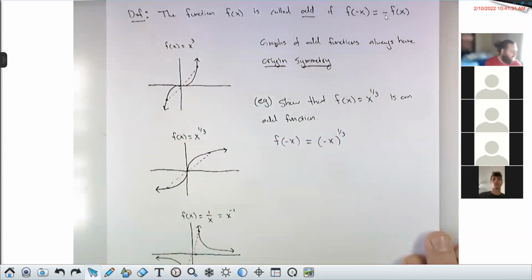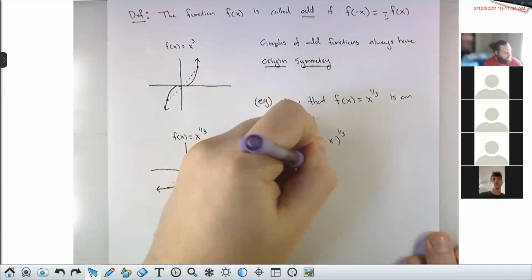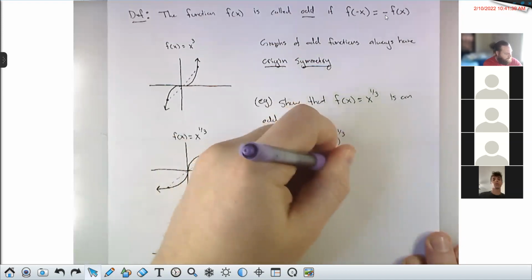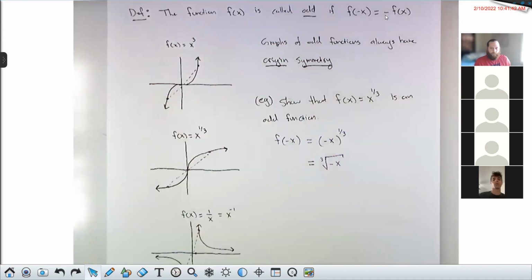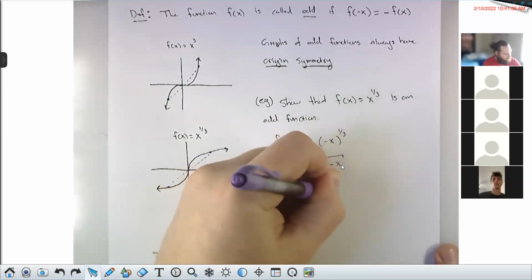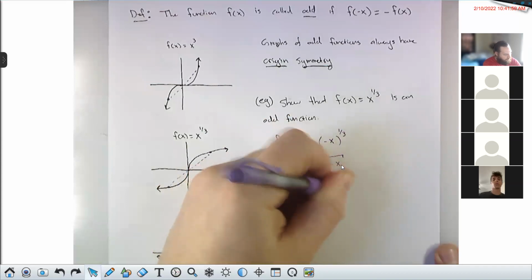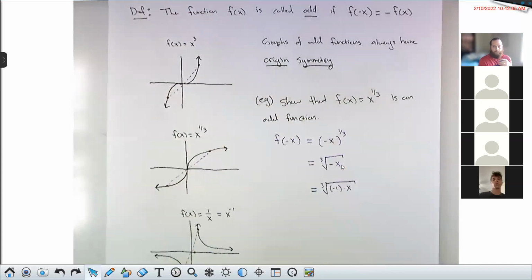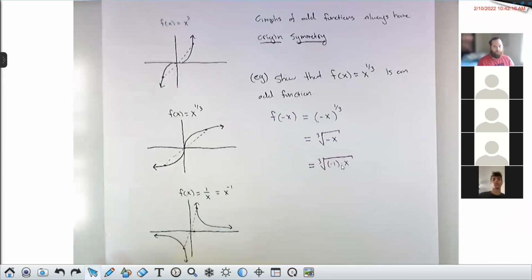I'm going to write this as a root. This is the cube root of negative x. Right? Remember that rule for exponents. A to the 1 over n is the nth root of a. And just like we did in the last one, negative x I will write as negative 1 times x. So this is the cube root of negative 1 times x. Right? Negative 3 is negative 1 times 3. Negative pi is negative 1 times pi. Negative x is negative 1 times x.